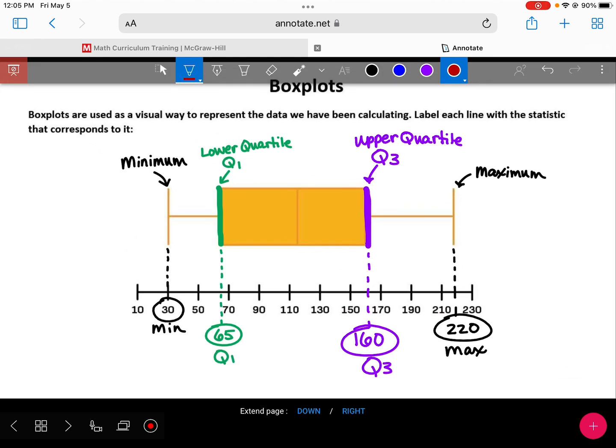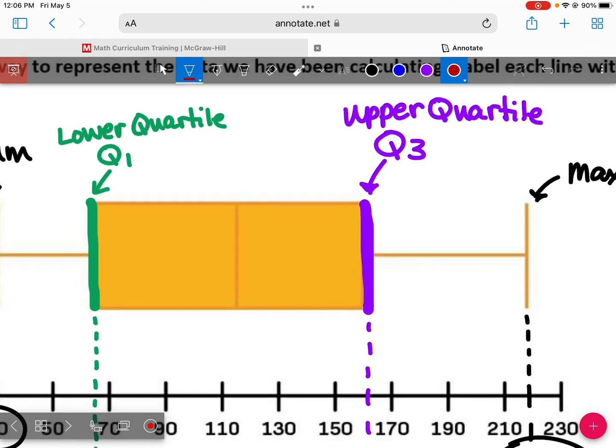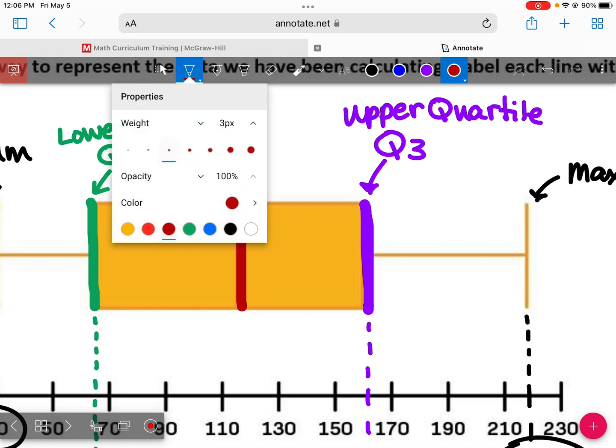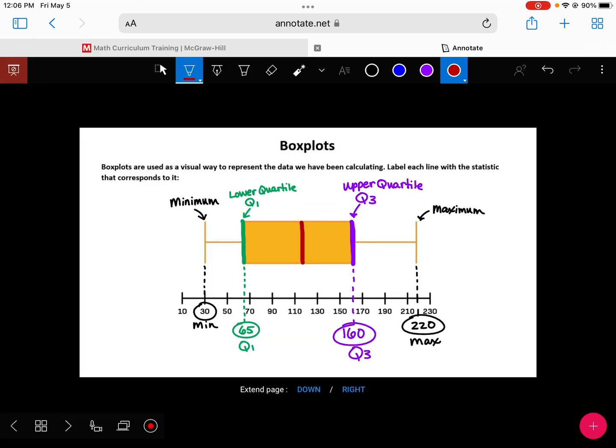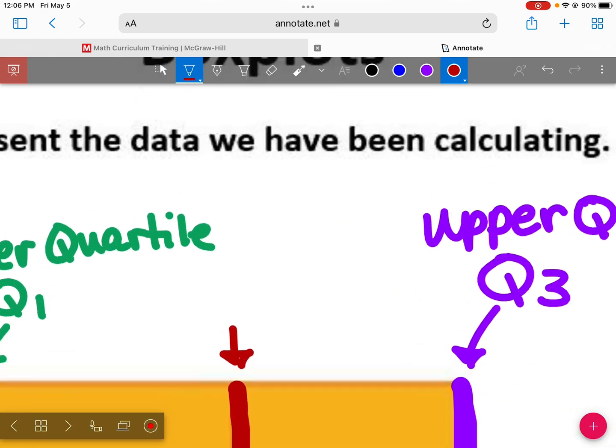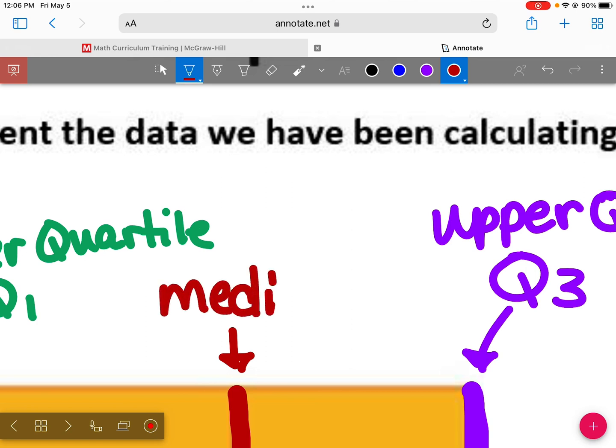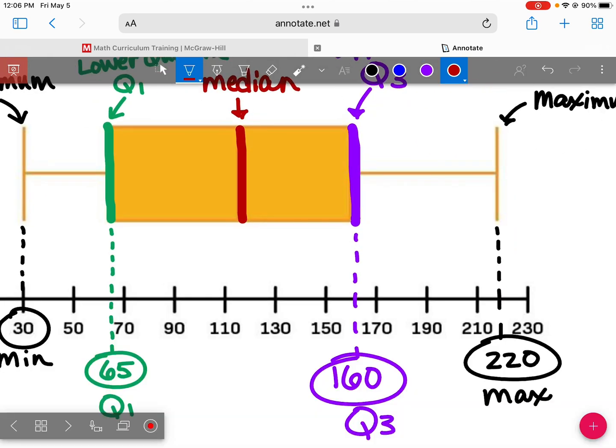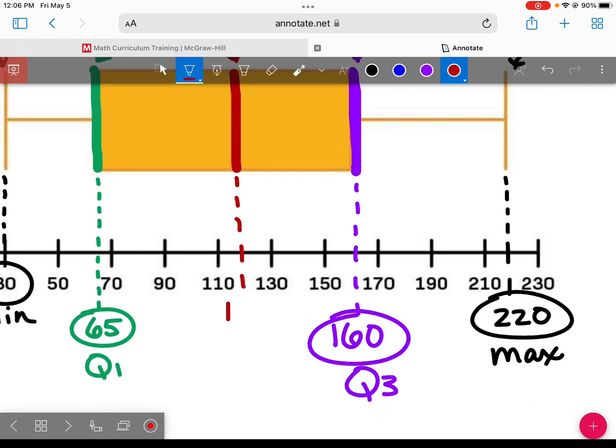And then it's really hard to see on this particular graph because it printed really lightly on your page. But do you guys see that line that's inside the box? If I've got the minimum, Q1, Q3, and the maximum already labeled, what do you think that one in the middle is? The median. So if I follow that down here, looks like it's right about 120.